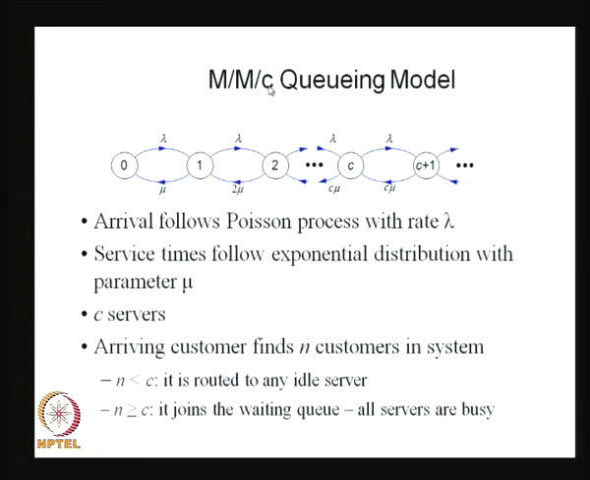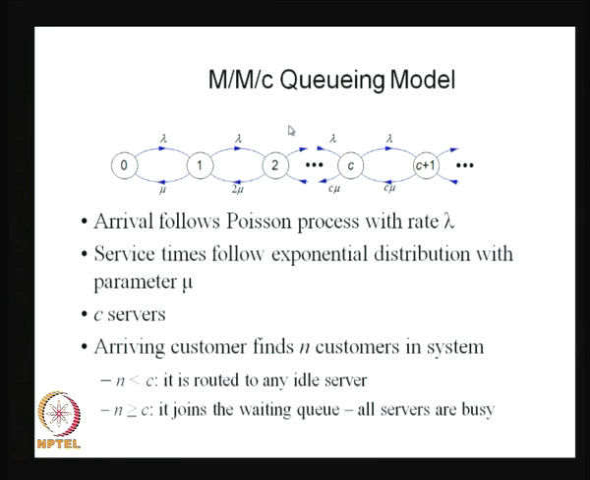Suppose you consider C servers, where C is a positive integer, and all the servers are identical, and each server does the service which is exponentially distributed with the parameter mu, independent of all the other servers, and the service time is independent of the inter-arrival time also. With these assumptions, if you take the random variable X(t) as the number of customers in the system at any time t, that is a stochastic process.